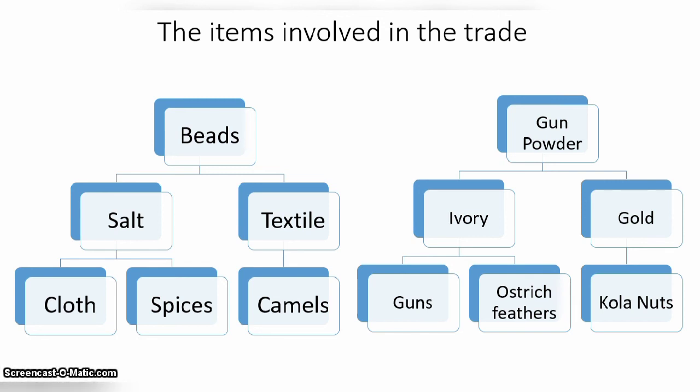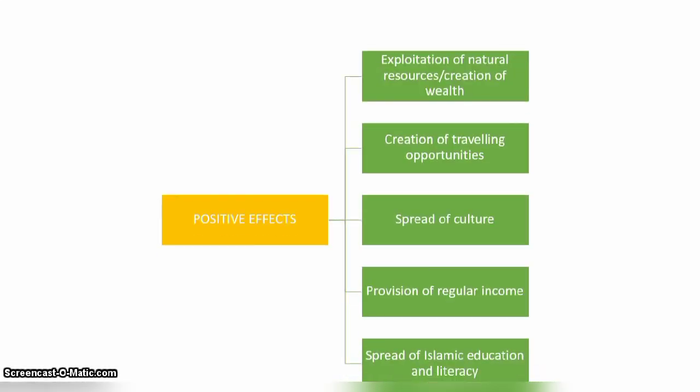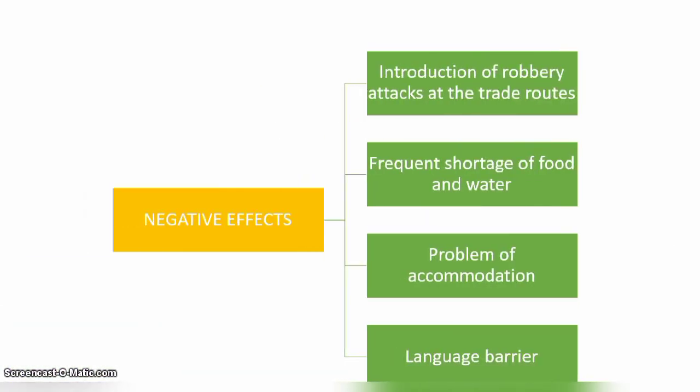Then again, we looked at some positive effects: exploitation of natural resources, creation of travel opportunities, and the rest, spread of culture, provision of regular income, spread of Islamic education and literacy, and then the negative effects: introduction of robbery attack on the trade routes, frequent shortage of food and water, problem of accommodation, and then language barrier.